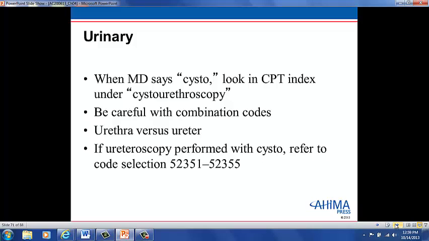When the MD or the physician states cysto, look in the CPT index under cystourethroplasty. Be careful with combination codes and be mindful of the urethra versus ureter description. If ureteroscopy is performed with a cysto, refer to the code selection 52351 through 52355.